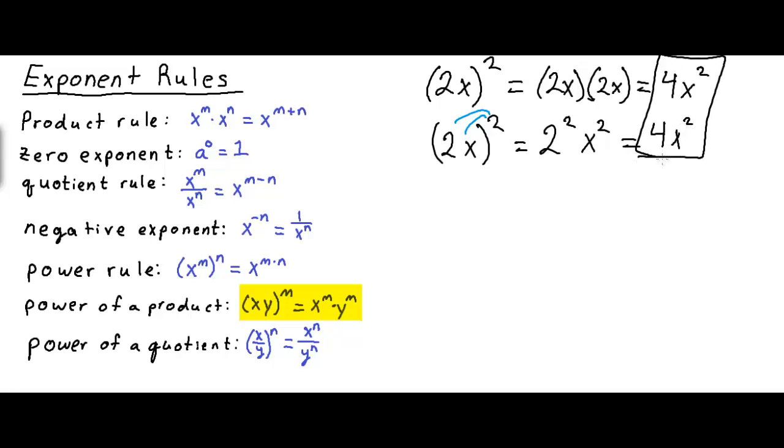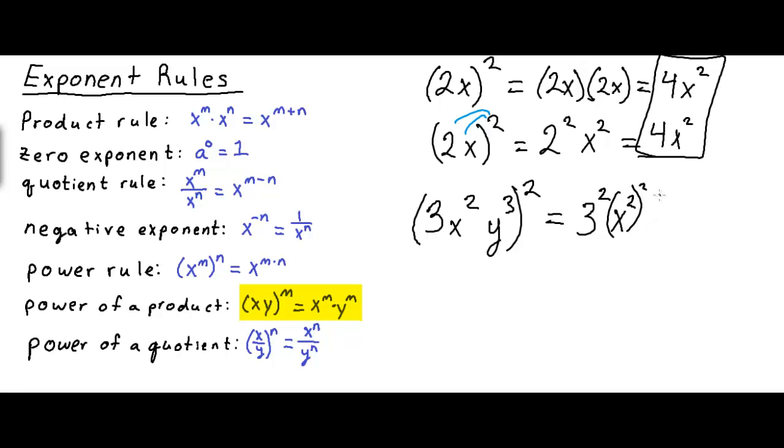So let's look at a couple of examples like this. What if we have 3x squared y cubed, quantity squared? So the whole thing squared. Again, all we do is distribute out that exponent, so we end up getting 3 squared, x squared squared, and then y cubed squared.